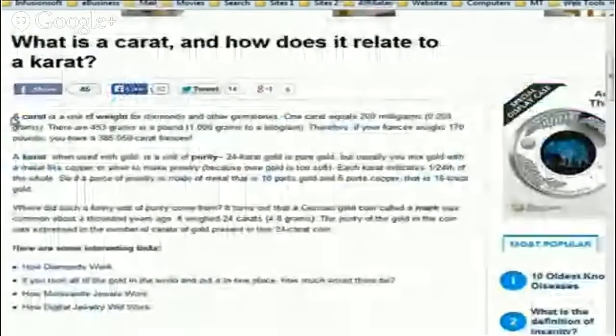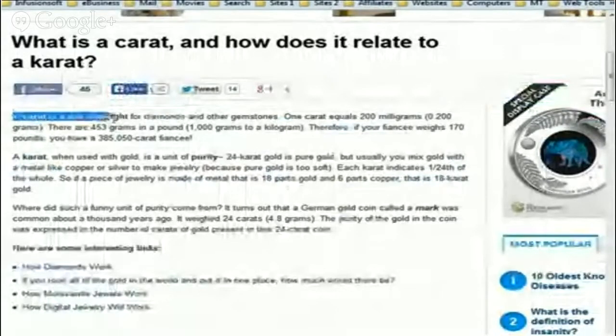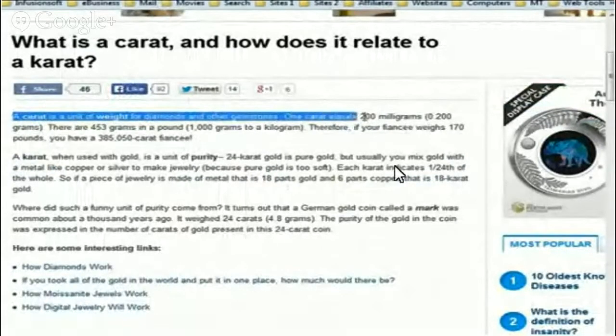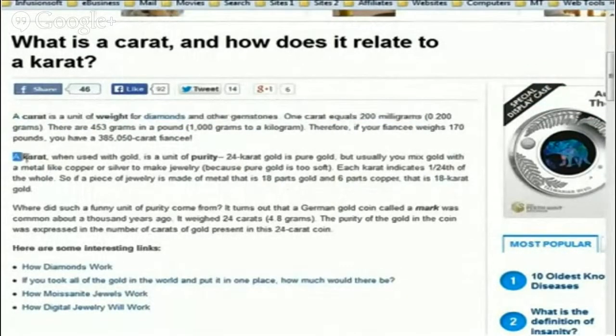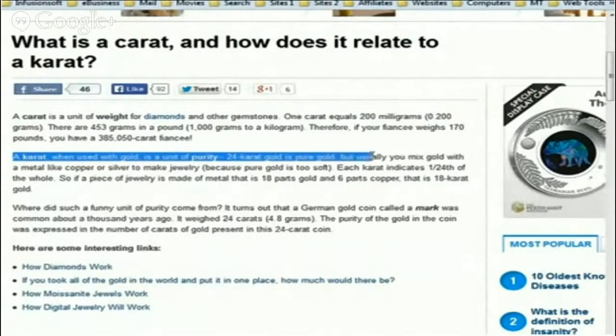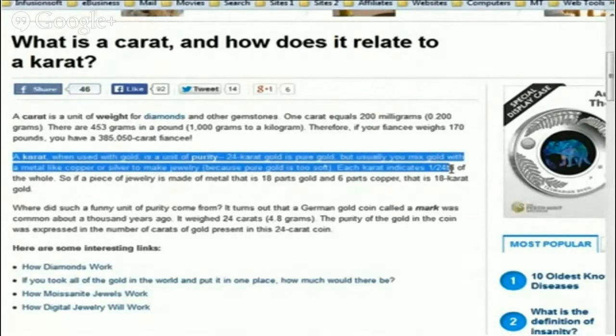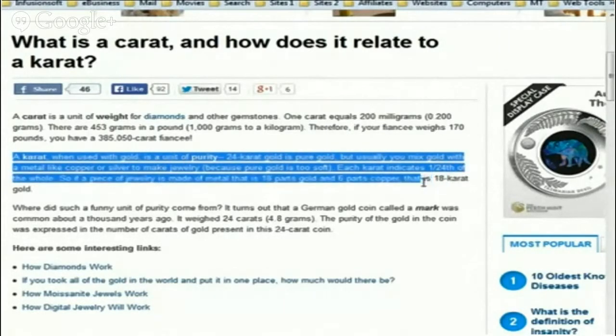It says here, a carat with a C is a unit of weight for diamonds and gemstones. 1 carat is equal to 200 milligrams. And carat with a K, when used for gold, is for purity. 24 carats is pure gold. And usually you mix gold with a metal like copper or silver to make jewelry, because pure gold is far too soft. It gives an example here that if you have a piece of jewelry with 18 parts of gold and 6 parts of copper, it's regarded as 18 carat gold.